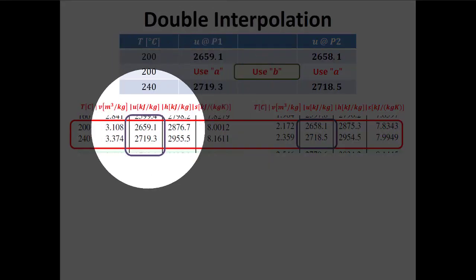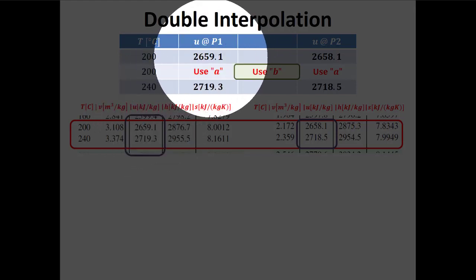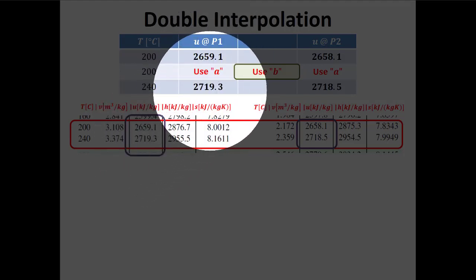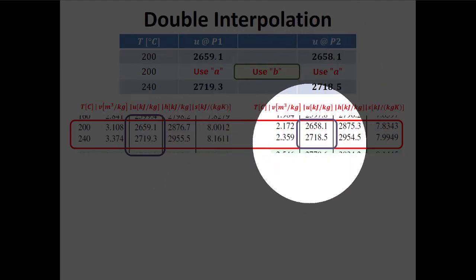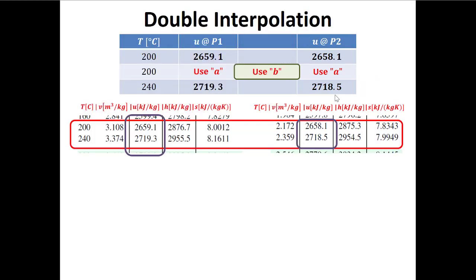So now I picked 2659. I put that up here, right? That's my low temperature value, specific internal energy at my low pressure, right? I take 2719, that goes in the corner here. 2658 goes up here. And 2718 goes here. My advice is going to be do the easy interpolation twice. And here the easy interpolation, in my opinion, is interpolating with temperature because we're halfway in between, or we can take the average. So I'm going to use interpolation factor A twice.